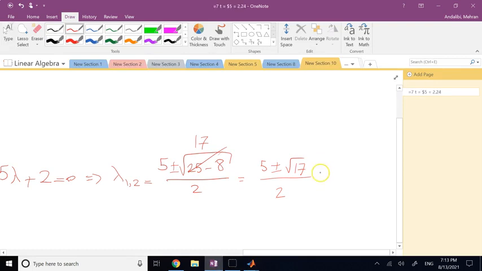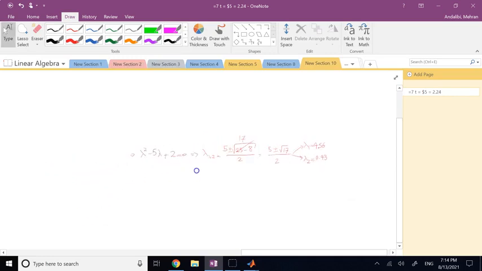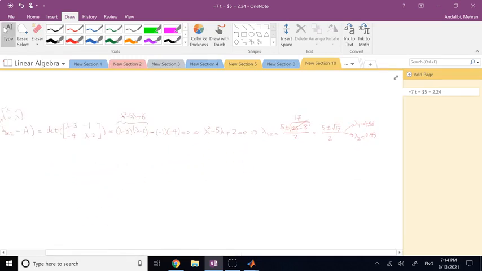So one of them is going to be 4.56 up to 2 decimals, and the other one is going to be 0.43. Good? So these are my lambdas. Fine. Now that I got my lambdas, how do I get my v's?